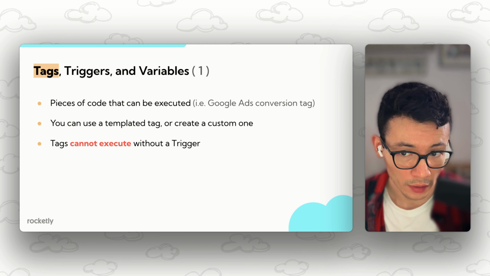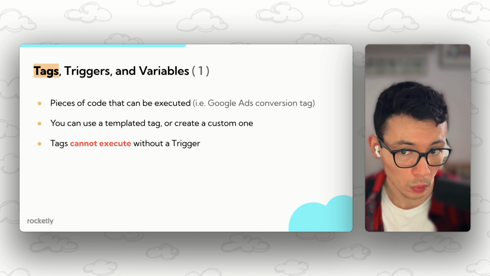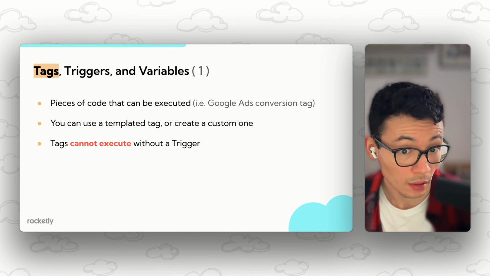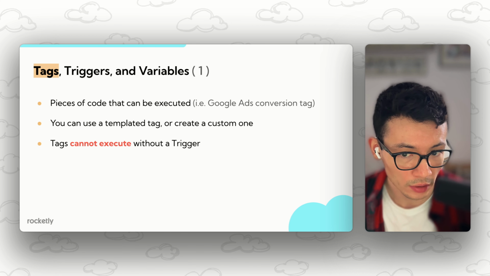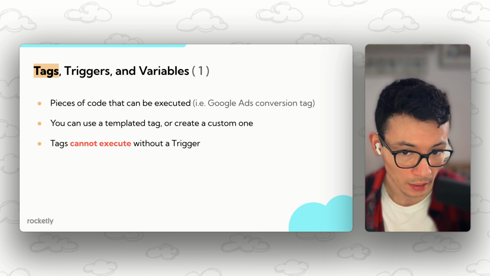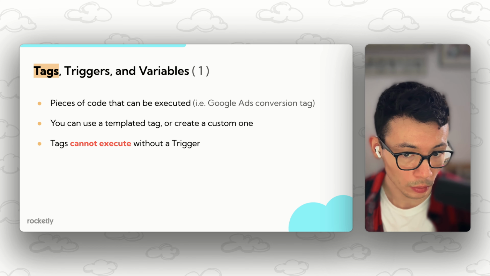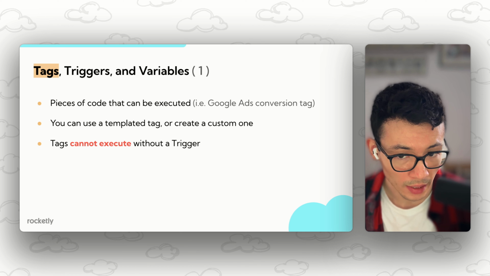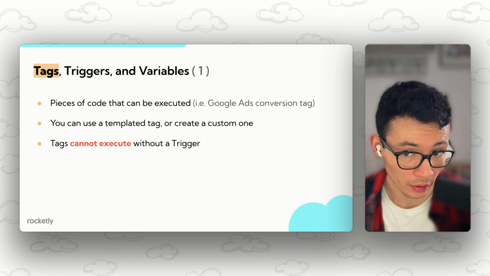Okay, so let's first discuss what tags are. So tags are pieces of code that can be executed inside of Google Tag Manager. So for example, Google Ads conversion tag is one of many tags that you can find within the tool. You can create a custom tag yourself, or you can use templated tags like the Google Ads conversion tag. In most cases, you will be using templated tags that have been pre-created, normally by Google or other third parties. And finally, tags cannot be executed without a trigger. So every single tag will have to be accompanied by a trigger.